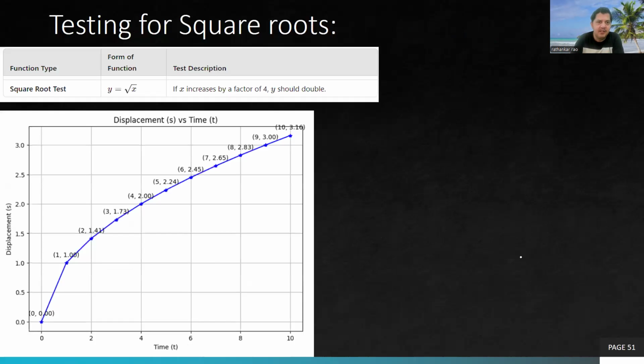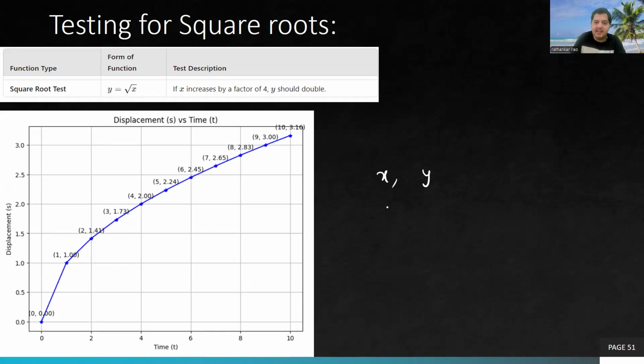Next, testing for square roots. In a square root, you get a value of x, then you get a value of y from the graph. We always need to look from the graph point of view, not from the equation point of view. So you get a value of x, get the value of y. If x increases by a factor of 4, y should double.